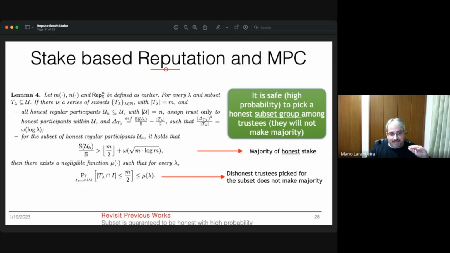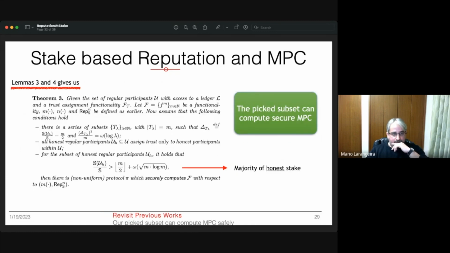Here is the same thing, but now you not only know that the group has an honest majority, you can actually find the group if you look at the stake. This is the overall picture: if the group exists and you can actually select it, then putting these two, Lemma 3 and Lemma 4, together, you can use the group you found to compute MPC.